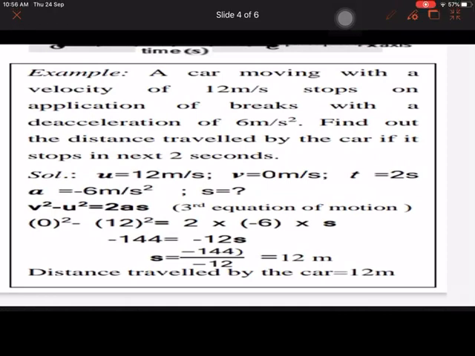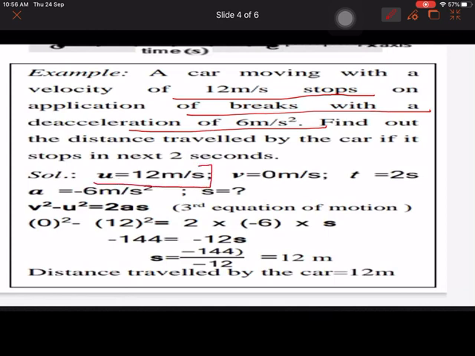A car moving with a velocity of 12 meter per second stops on application of brakes with a deceleration of 6 meter per second square. Find the distance traveled by the car if it stops in the next 2 seconds. Here u is 12 meter per second, final velocity is 0, time is 2 seconds, and acceleration is negative because the brakes are applied. So using v square minus u square equals 2as, the third equation, we get s as 12 meter. The distance covered is 12 meter.